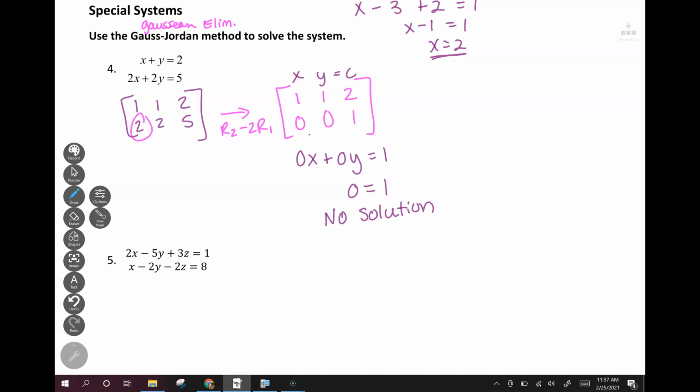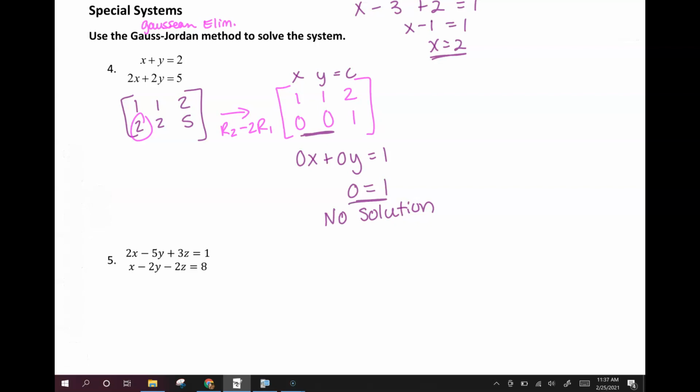So basically, if the coefficients become 0, so all of your variables go away in one of your equations, that is going to be either no solution or infinitely many solutions. In this case, because it was 0 equals 1, that's going to be no solution because that is not true. Okay, so no solution on this one. This is an inconsistent system.